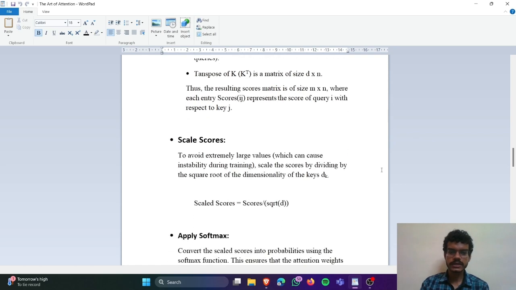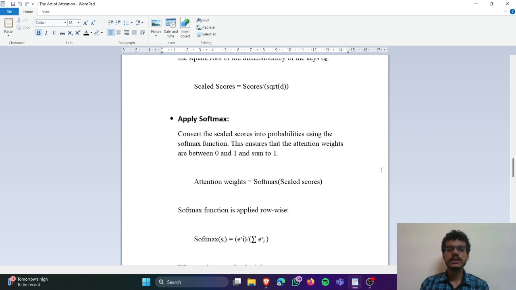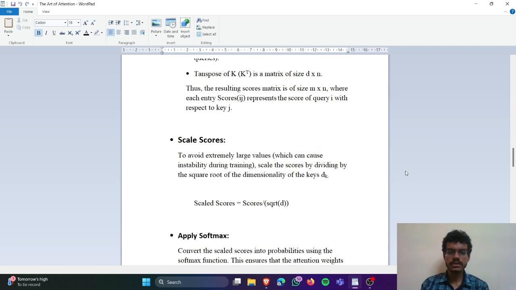Then you have to scale the scores. This is pretty important because in the dot product you may get some very huge values, which will cause instability during training. It will make the training more difficult. So to address this, you have to divide this by the square root of the dimensionality of the keys.